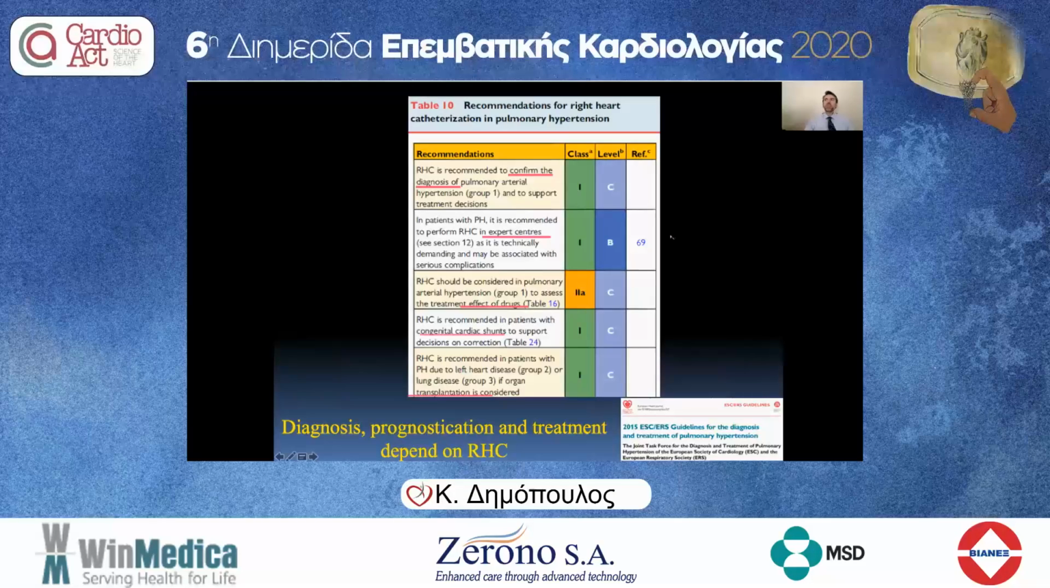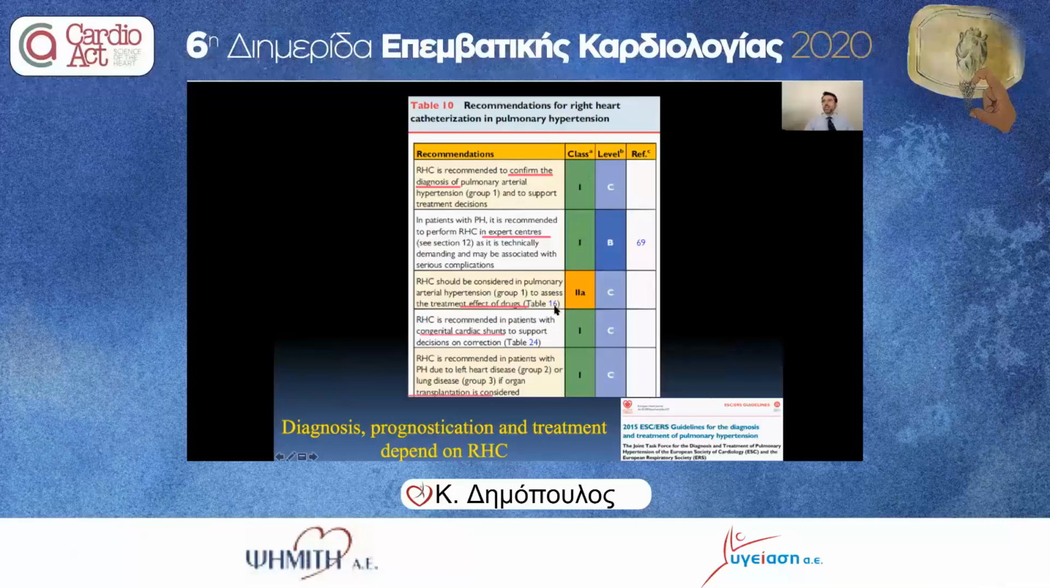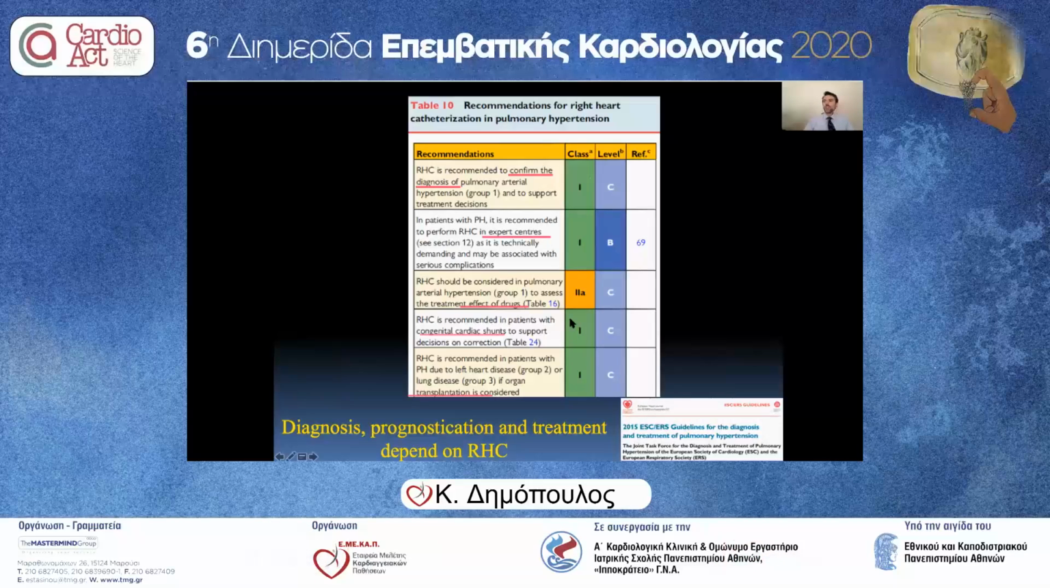The recommendations for right heart catheterization in pulmonary hypertension in the guidelines are to confirm the diagnosis, group 1C. It should be performed in expert centers, group 1B. It should be used to look at the effect of drugs. So once you've diagnosed and treated the patient, to see if you had an effect. Not everybody does that, but of course, if you think that there has been a sufficient response to therapies, yes, you should be thinking about repeating the cardiac catheter.